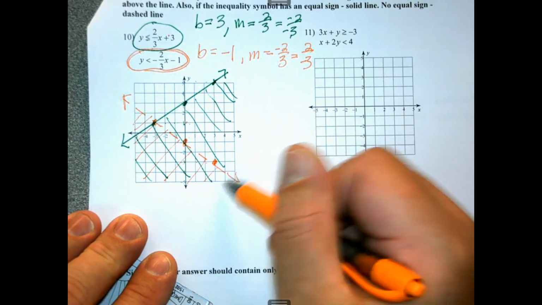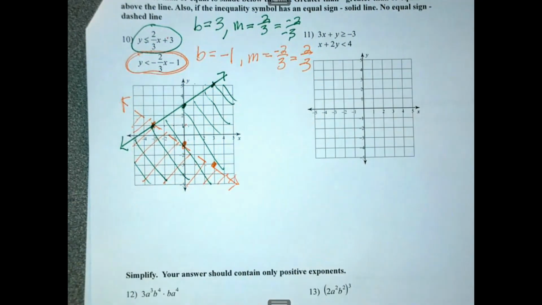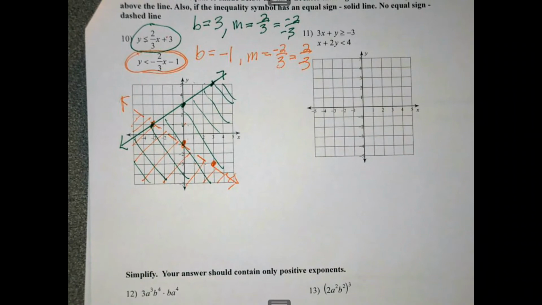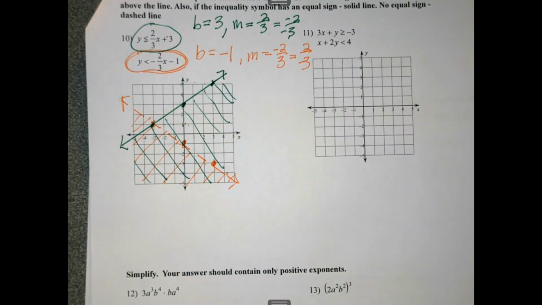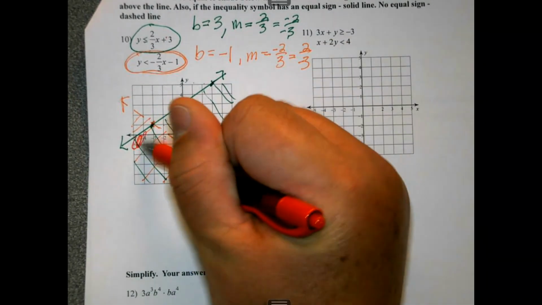And my solution is the intersection of the area. So you have to highlight it somewhere. This is my solution area.